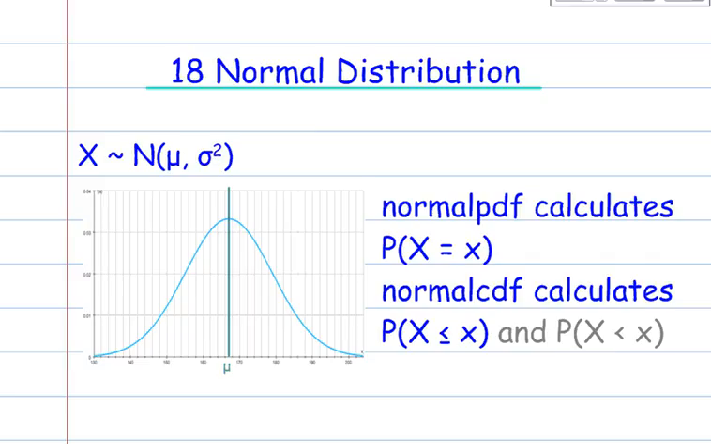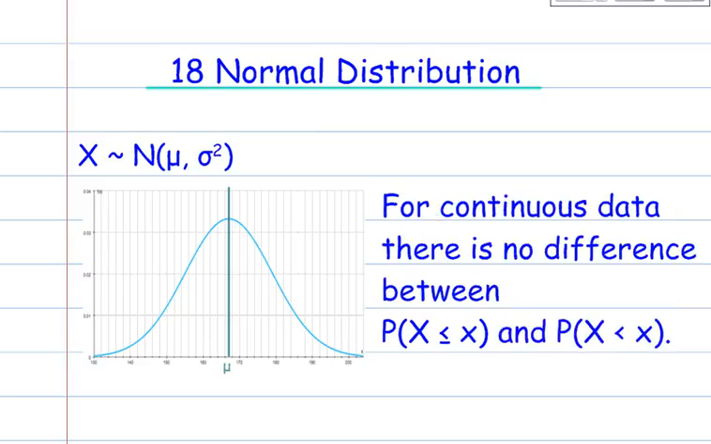The normal PDF on your calculator calculates P of X being equal to small x. The normal CDF function calculates P of X being less than or equal to little x. Because your data is continuous, there's actually no difference between P of X being less than or equal to x or P of X being less than x. This does not apply to binomial distribution, only to normal distribution, because that data is discrete.